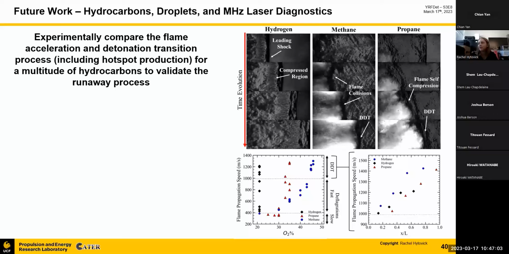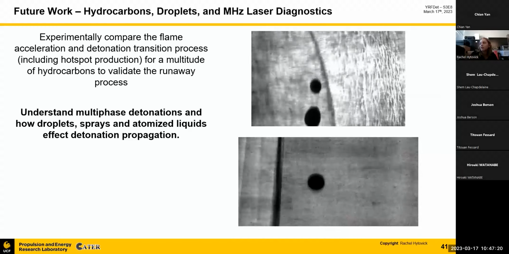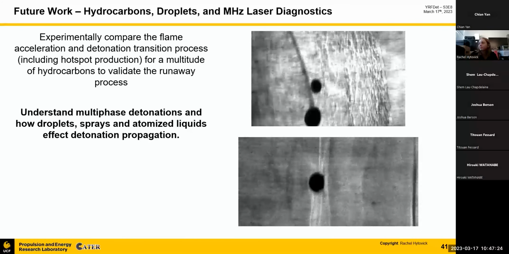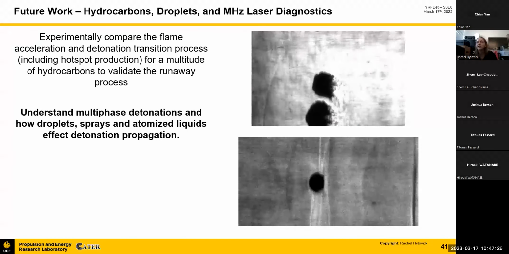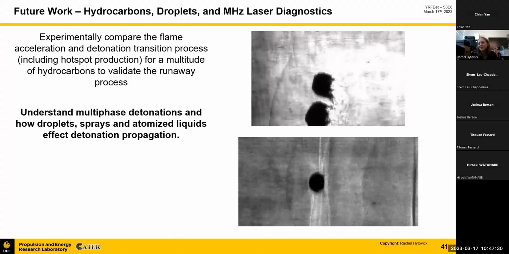But this is just a global study on different hydrocarbons in comparison to hydrogen under the same boundary conditions, so using the same facility and just changing the mixture going into it. Recently, I've also done a little bit of work on detonations and droplets, and how droplet sprays and atomized liquids can affect propagation. So here's two videos, one of a detonation and one of a shock, and just what they see over time. This is a newer study that I'm just helping out on, but it has been pretty fun.